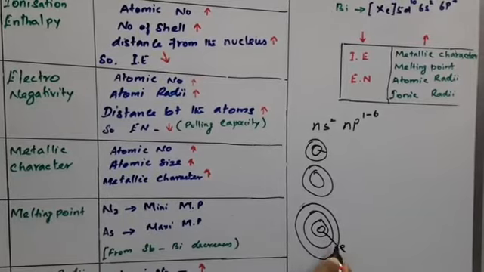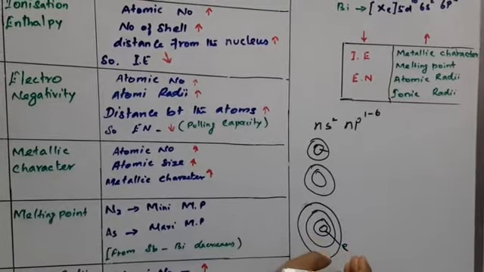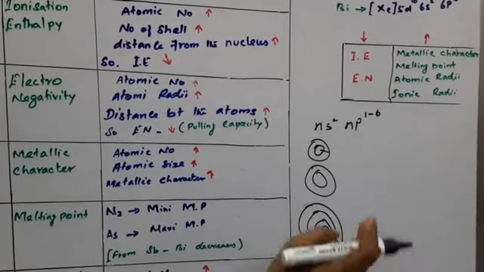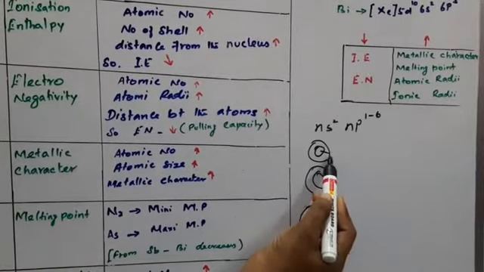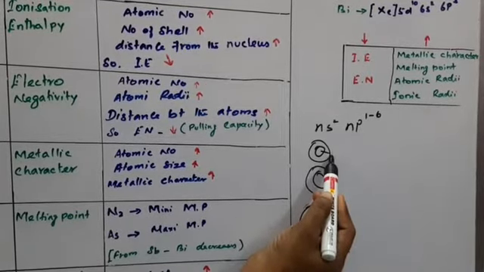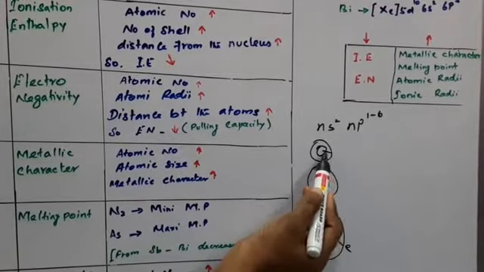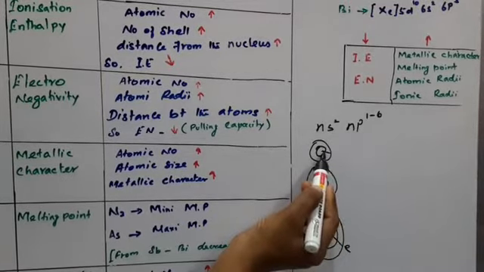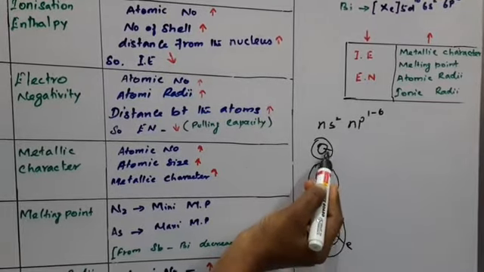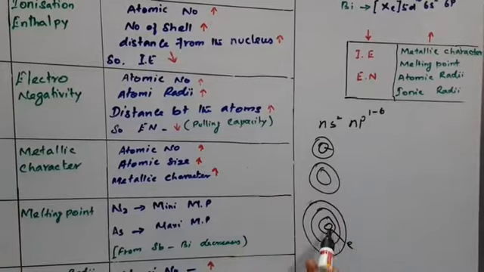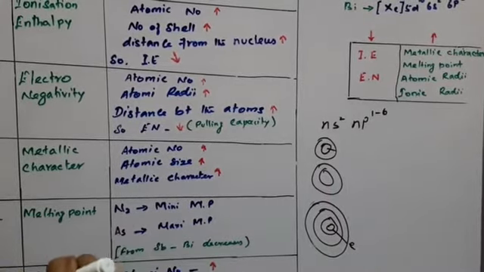So here the removal is very easy, and ionization enthalpy is completely decreasing. Here we cannot pick up an electron easily from the last shell because the electron is nearer to the nucleus. But here it is far away, so the ionization enthalpy decreases.